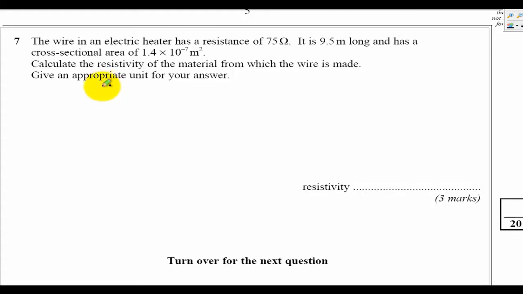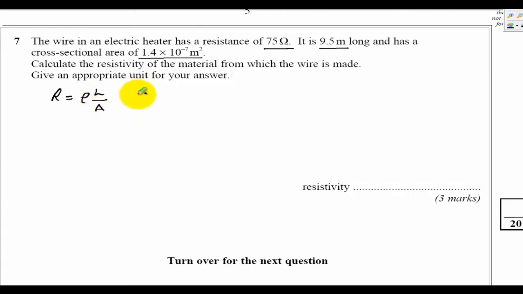Here we've got an exam question that involves the resistivity of a material. It says the wire in an electric heater has a resistance of 75 ohms. It's 9.5 meters long and has a cross-sectional area of 1.4 times 10 to the minus 7 meters squared. Calculate the resistivity of the material. So we need to start by writing down the formula. R equals the resistivity rho times L over A.